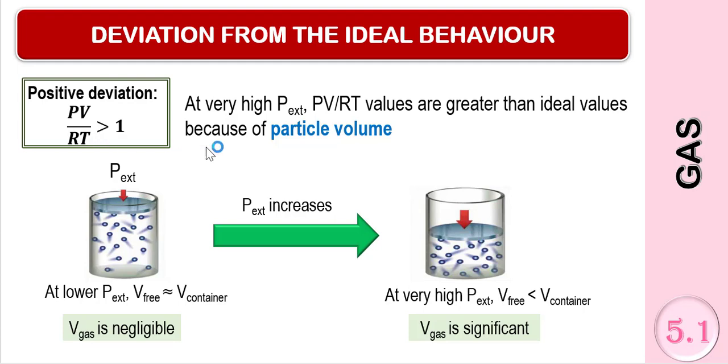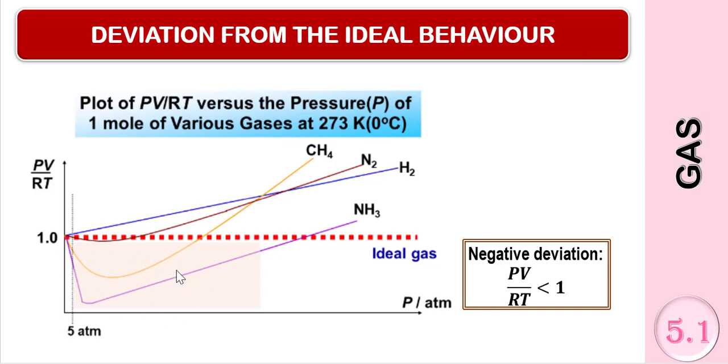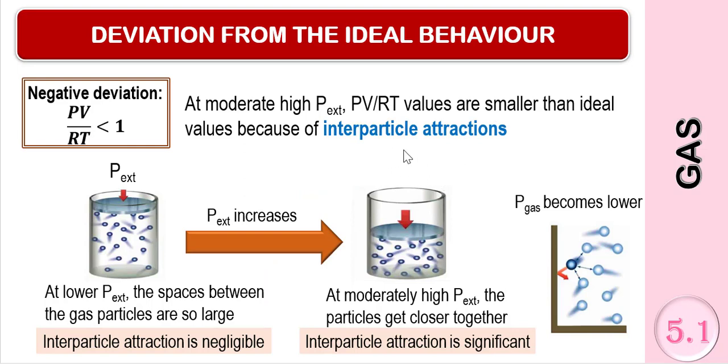The volume in the PV over RT here is actually the volume of the container. So since the volume available for the gas particles, the free volume here, is smaller than the volume of the container, that makes the product of PV over RT bigger than 1. At moderate high pressure, we will get a negative deviation where the product of PV over RT is less than 1. This is due to the interparticle attraction. At lower external pressure, the spaces between the gas particles are so large, so the interparticle attraction between the gas particles is negligible.